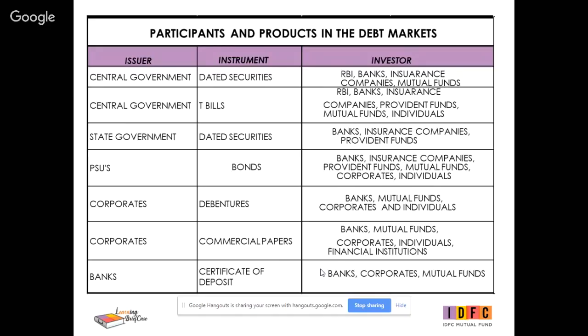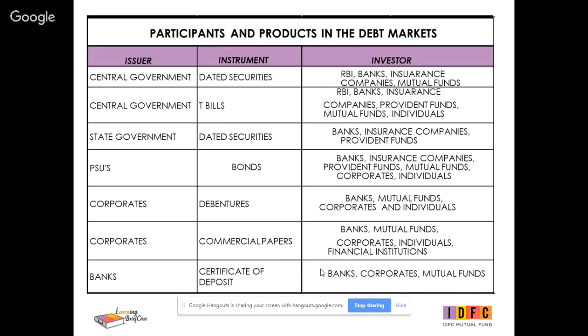Now, what's the big difference between short term and long term? When we consider long term, papers are normally papers which are issued for more than a year. That's why they're called dated. Short term, on the other hand, tend to be papers or securities which are issued for less than a year. There's also a payment mechanism.